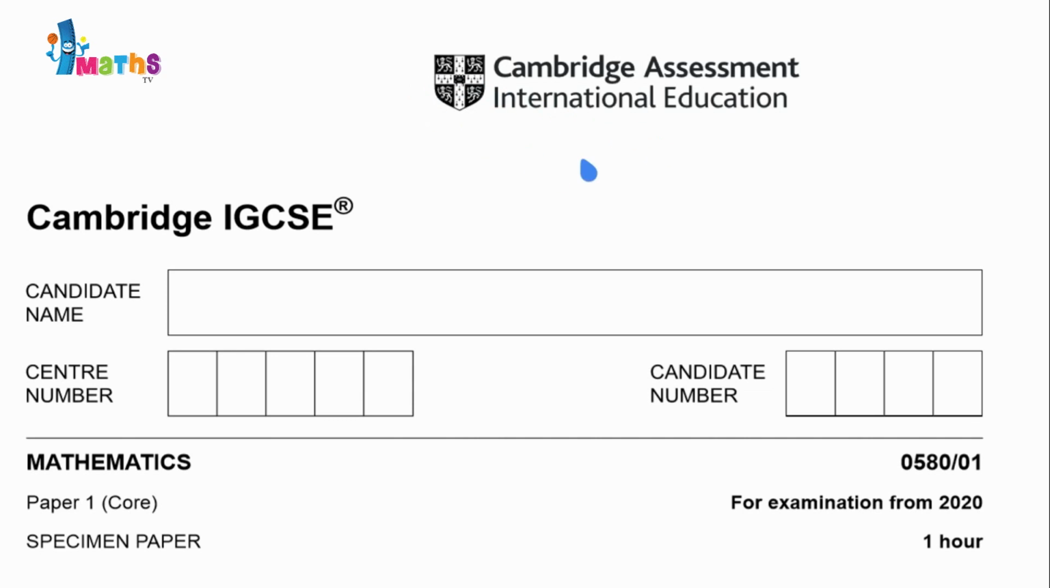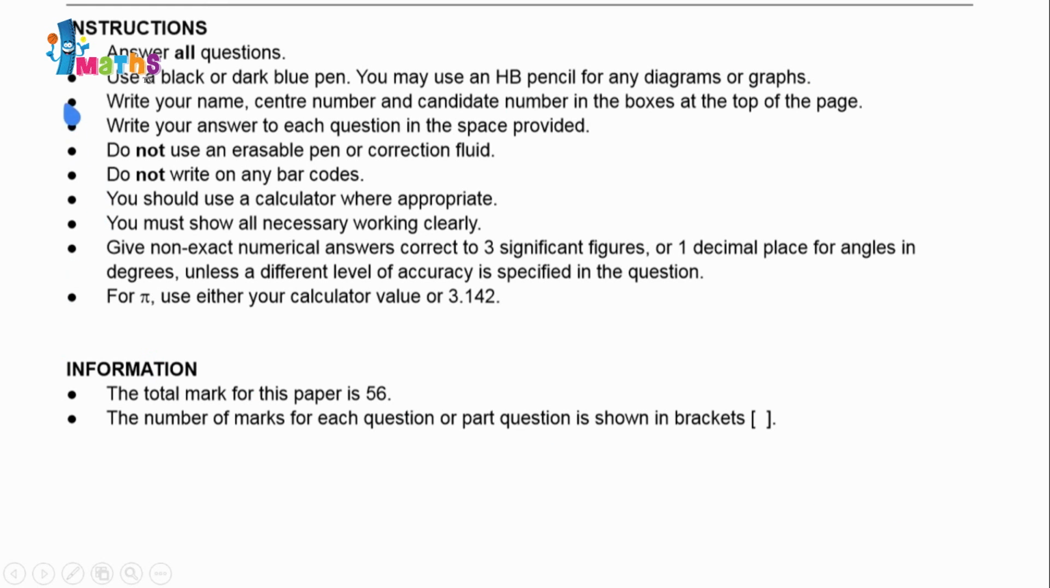We will go through Cambridge IGCSE Mathematics Paper 1 core. This is the specimen paper for examination from 2020. This is space for candidate's name, center number, candidate number. Time allowed for this paper is 1 hour. Instructions: you should spend 1 or 2 minutes to go through these and follow these instructions.